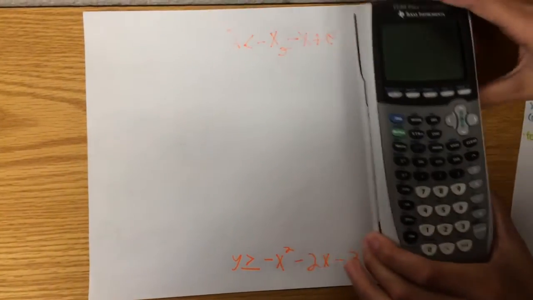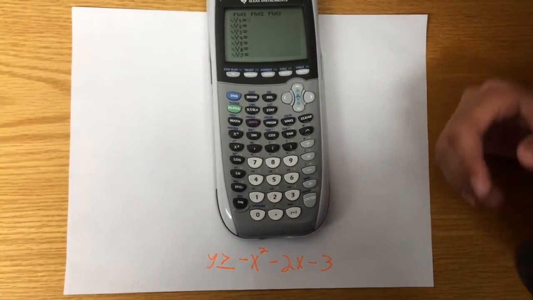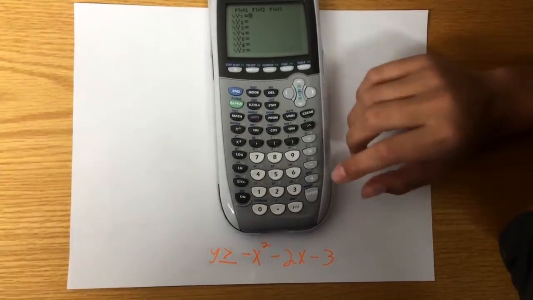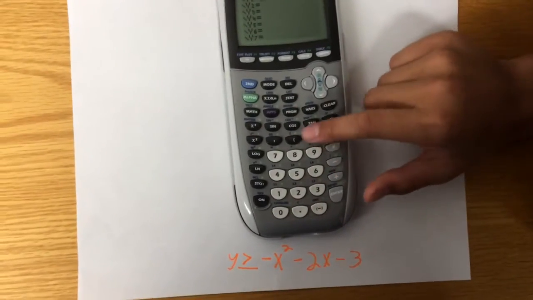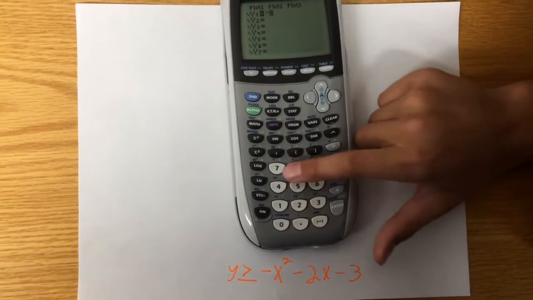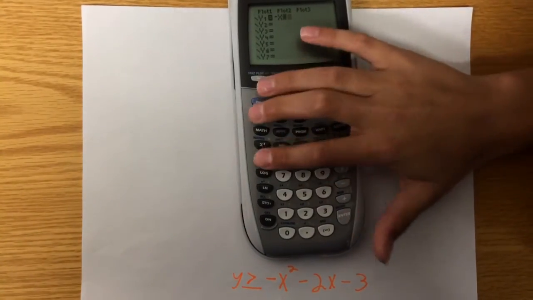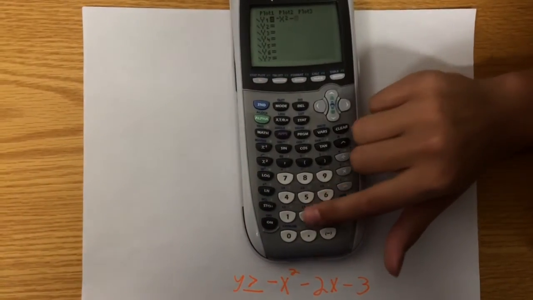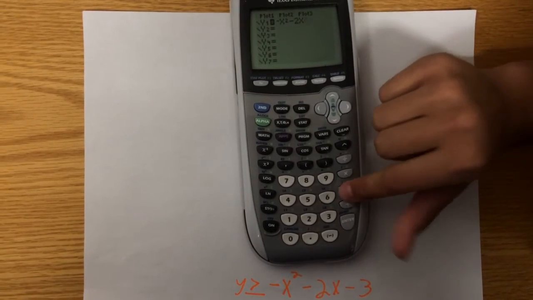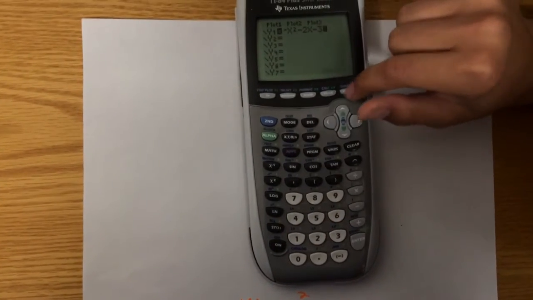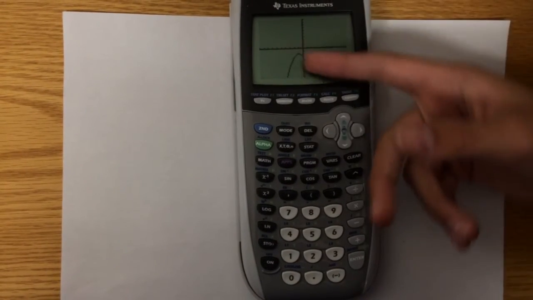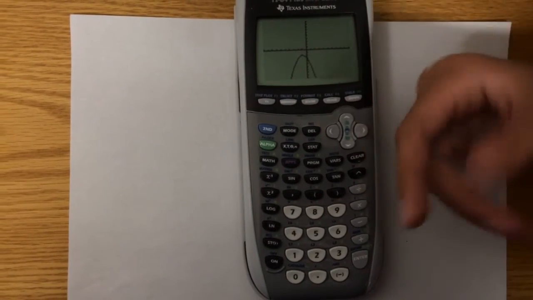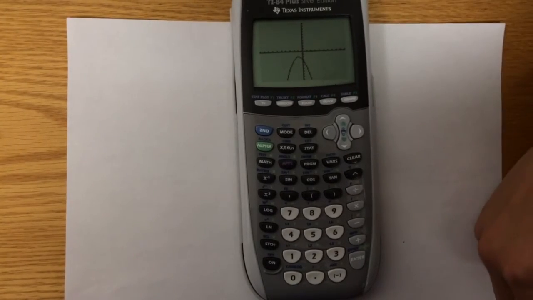Now we are graphing. This is graphing with technology. So first thing you do is you put in the equation. This is negative x squared minus 2x minus 3. Then you hit the graph. Because you can see the graph, you don't really have to do anything to adjust your window.